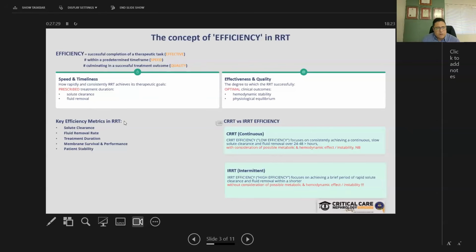So the key metrics in renal replacement therapy are solute clearance, the fluid removal rate, which I'll speak about a bit later, and your treatment duration, and this is a treatment that you decide on as the clinician treating your patient. You need to decide on whether you can achieve your targets within a 24, 48, 72, or 96-hour period. Membrane survival and performance is really the Achilles heel in this equation, because we often have to discontinue our therapy simply because we are unable to make sure that our membrane survives adequately.